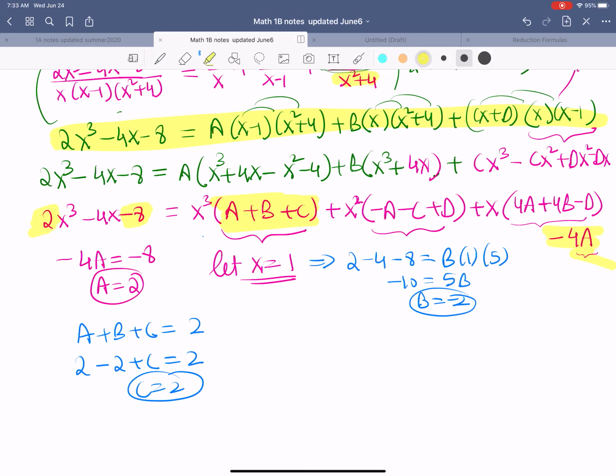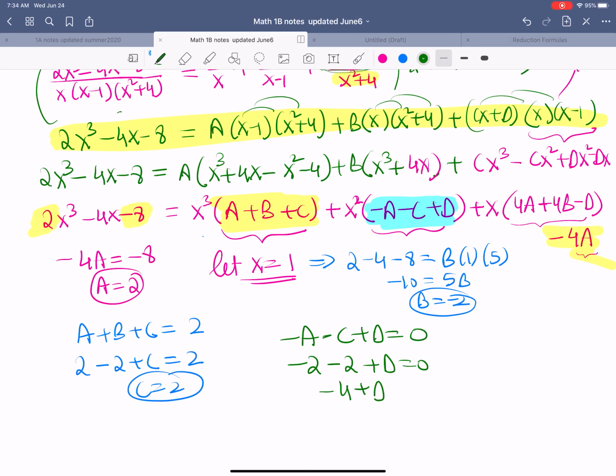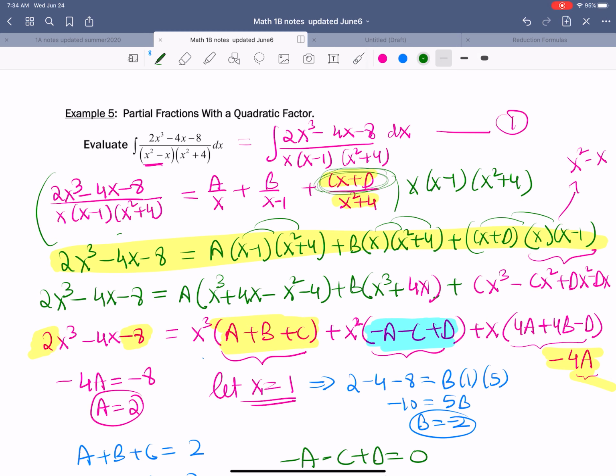So now I'm going to equate the coefficients of x squared. Do I have any x squared term on the left-hand side? No. That means the coefficient of x squared has to equal 0. Negative a minus c plus d has to equal 0. Let's plug in a as negative 2, c as 2, and d equal to 0. So this is going to give me d equal to 4. Okay, d is 4. All right, so set up the integral.